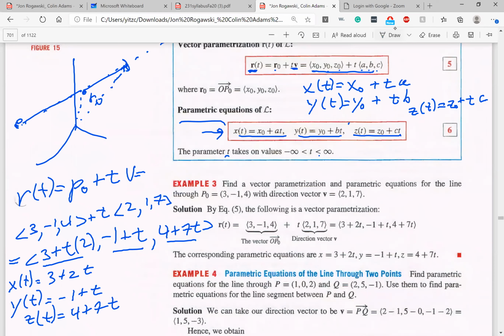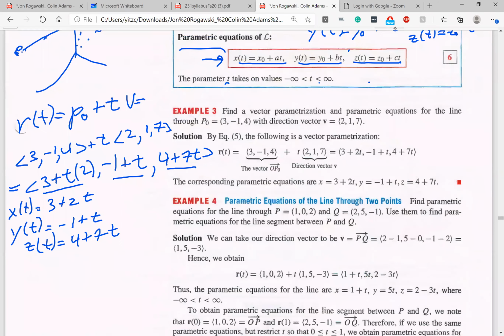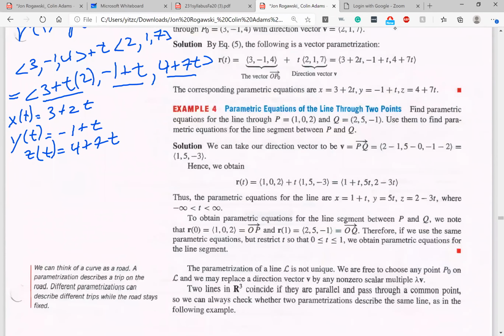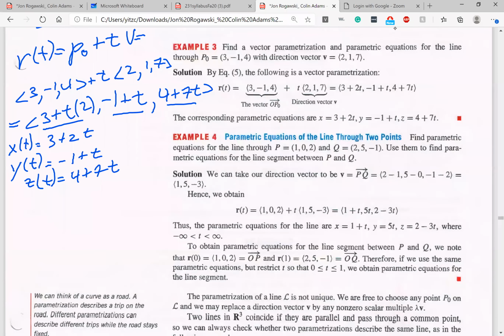Let's try another problem. Yona, can you guys go into the other? Thanks. Any questions about this example? Nope.